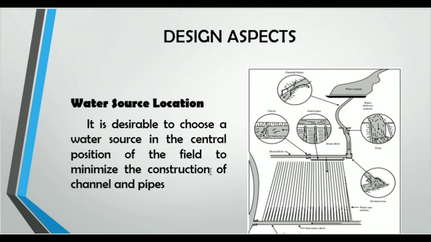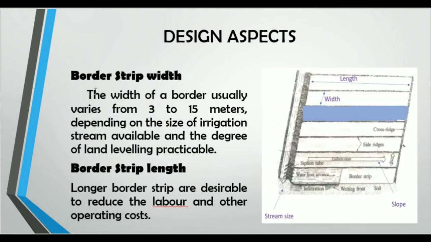along the field. And then border strip width. The width of a border usually varies from 3 to 15 meters, but it can also be 3 to 30 meters. Just like what I said a while ago, it varies. Depends on your field condition, on your field location, depending on the size of irrigation stream available, and the degree of land leveling practicable.